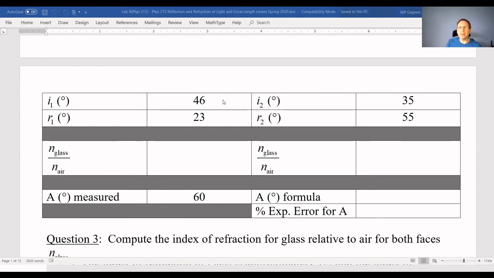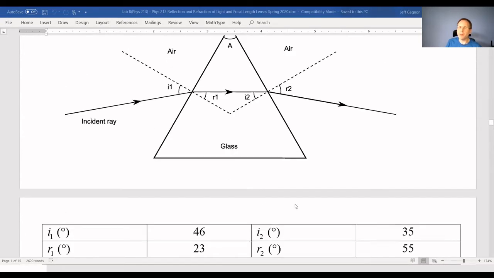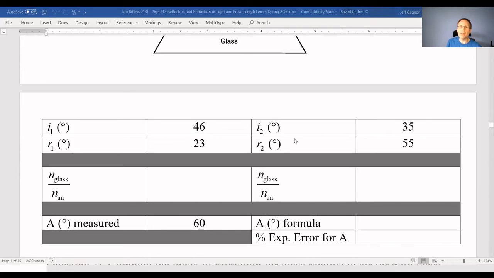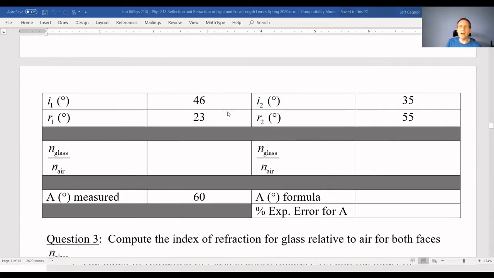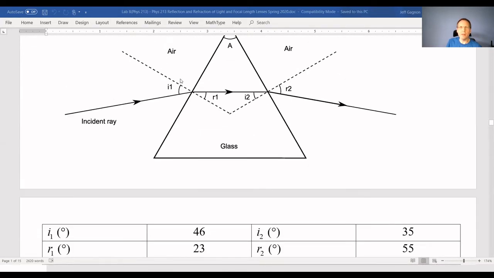These are really difficult to do, so probably the most error in the lab is going to come from measuring these angles right here. But I did the best I could, and these are the values I got. For I1, I got around 46 degrees. For the angle of refraction for the first face, I got around 23 degrees. I2, the angle of incidence when I'm in the glass now, is 35. And R2, the angle of refraction when I go back into the air, is around 55.